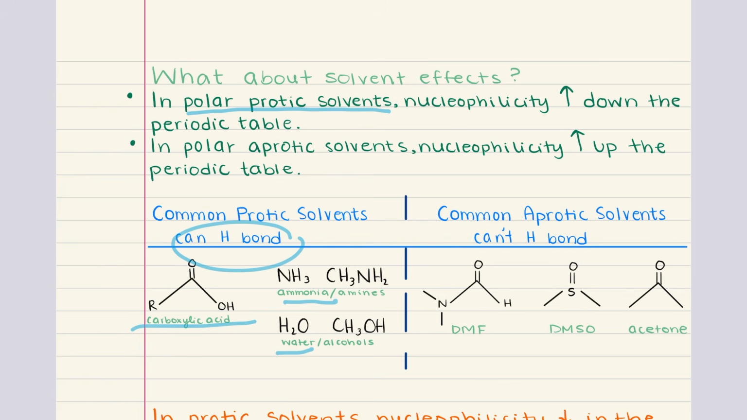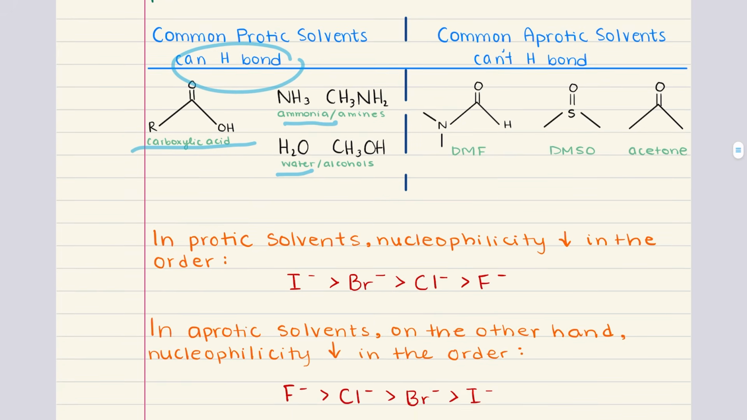This solvation then stabilizes the nucleophile and effectively reduces its ability to then attack an electrophile. Because of this, nucleophilicity in polar protic solvents increases down the periodic table. So if we were, for example, looking at the halogen group, our iodine is going to be more of a nucleophile than our bromide ion. And that's going to be more of a nucleophile than our chloride ion. And then our fluoride ion is going to be the weakest nucleophile.